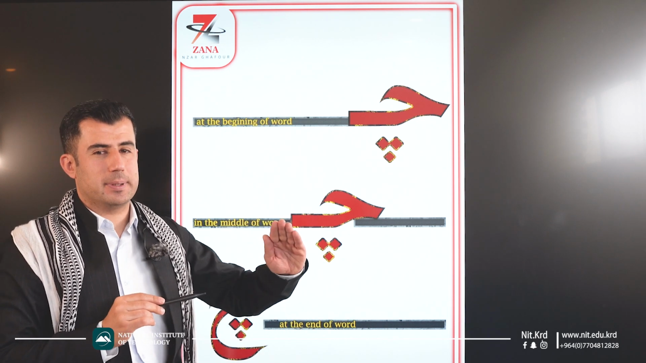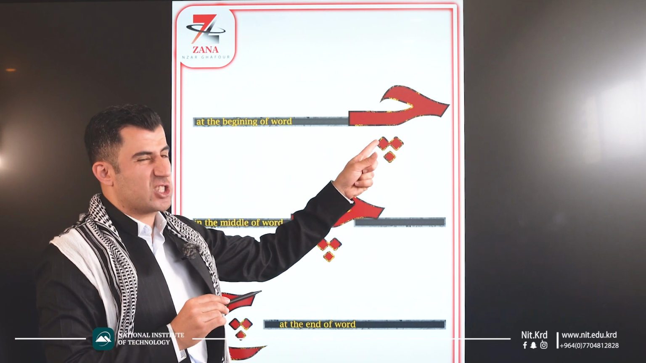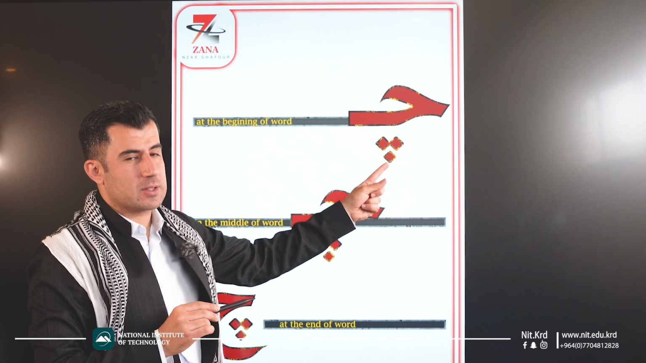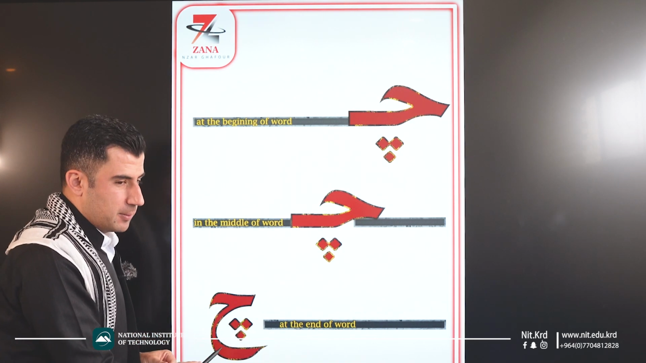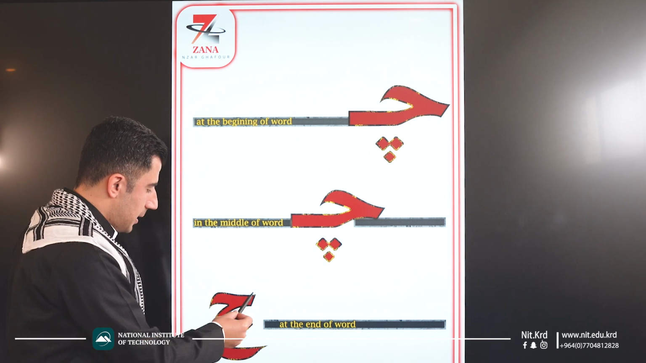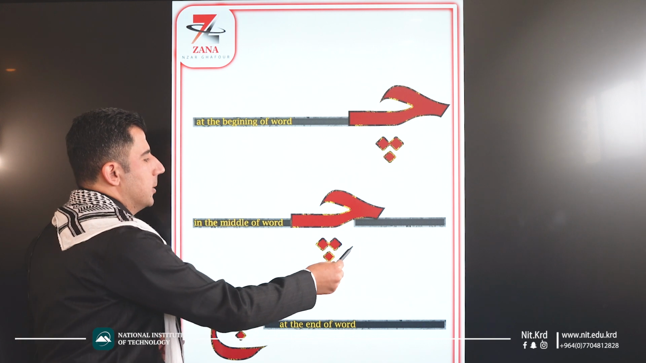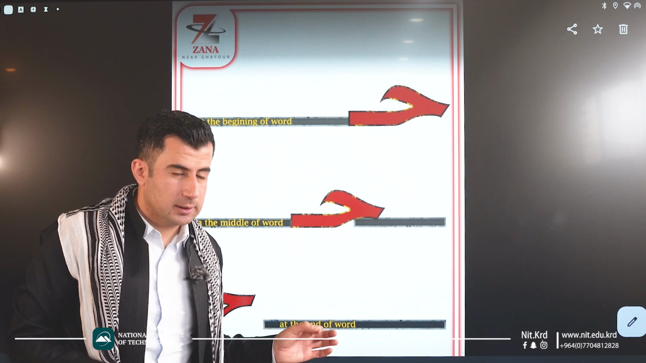It's like B and P, just with the dots, and also here, J and ch. This one is ch. It has 3 dots. But be careful, when you come to the end of the word, we have to write it in this shape. This one is ch. After that, we have h.